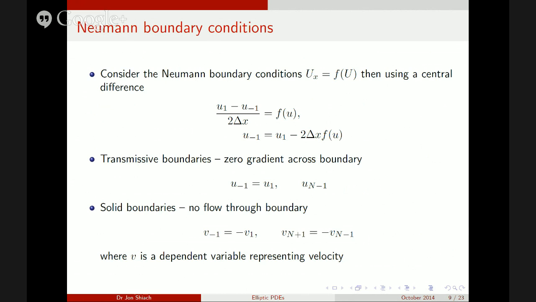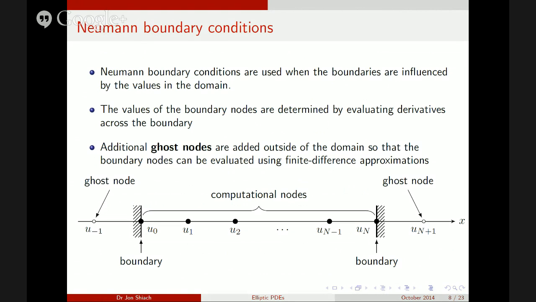If we concentrate on the left-hand boundary, the ghost node will equal that node U1. So if we just go back a sec, if I want a transmissive boundary at this boundary condition, this node takes on the same value as whatever that node is, which makes sense. If I want this gradient to be 0, and these two have the same value, that's just going to be flat.